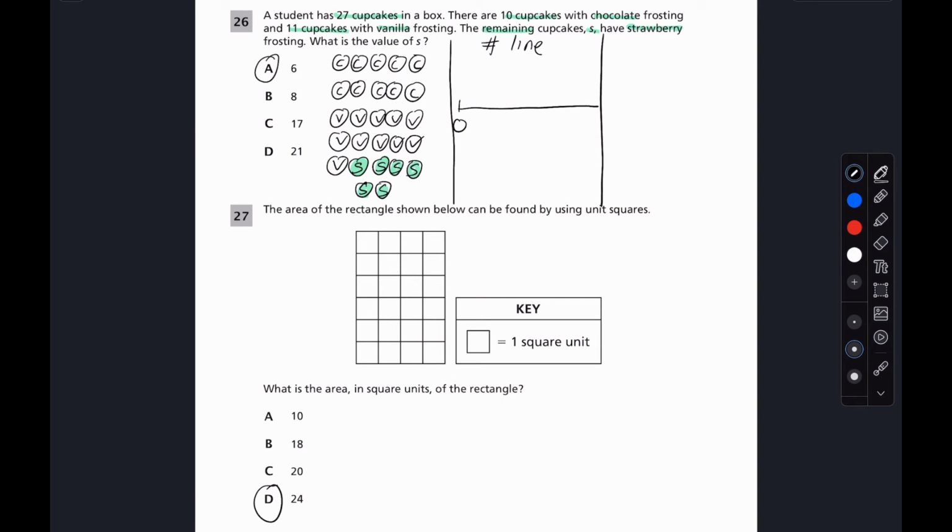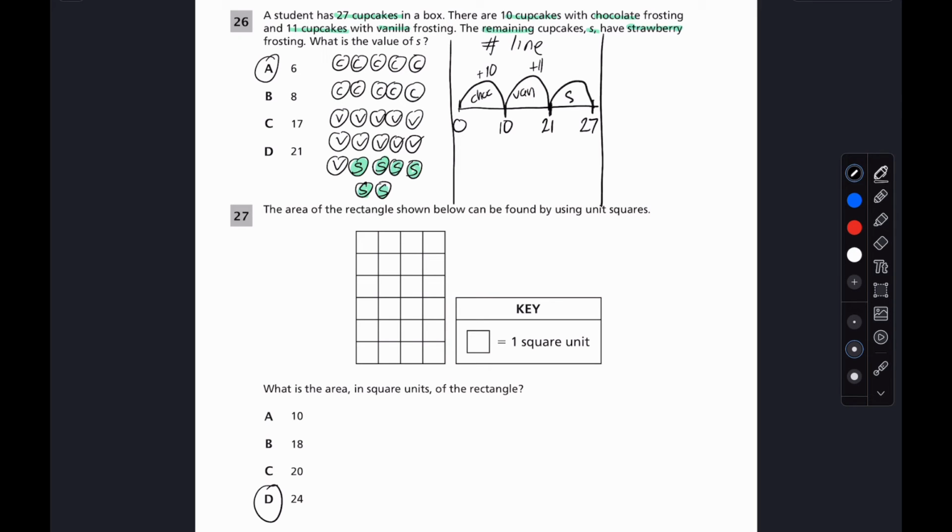Starting with 0, and I know I have to get this to 27 cupcakes. So I might start by saying, well, 10 of them are chocolate. And then another 11 have vanilla. So these are my chocolates. These are my vanillas. So what number do I have already with cupcakes? I have 21.